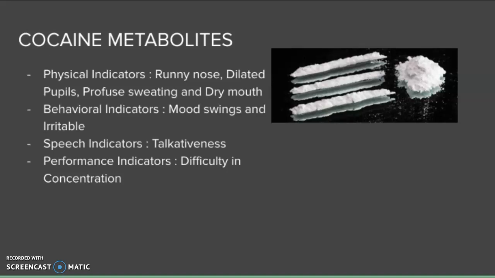And so for the cocaine metabolites, it's over here to the right in the picture, and it's usually a white substance. It kind of looks like powdered sugar, and they put it in lines and usually just snort it up their nose, which is very bad for you, and since they snort it, it goes straight to your brain. So the physical indicators would be a runny nose, dilated pupils, profuse sweating, and dry mouth. The behavioral indicators would be mood swings, and they're very irritable. The speech indicators will be talkativeness, and the performance indicators will be difficulty in concentration.